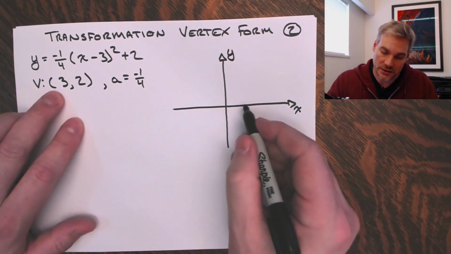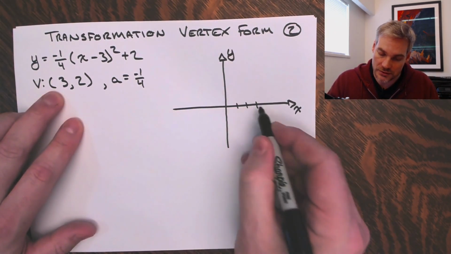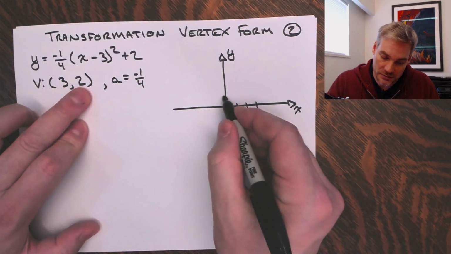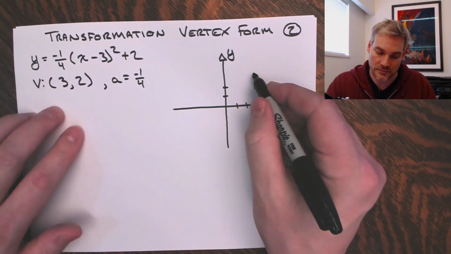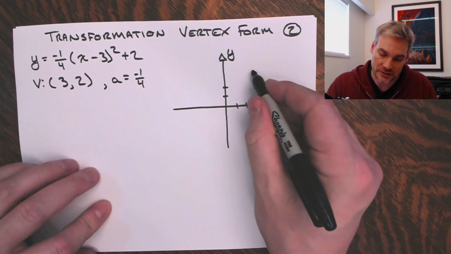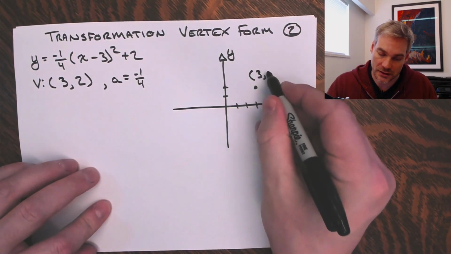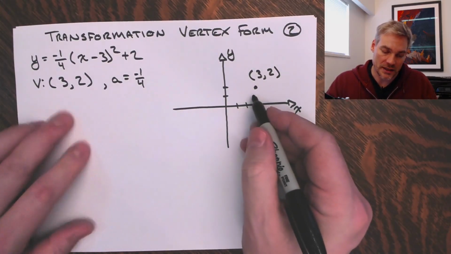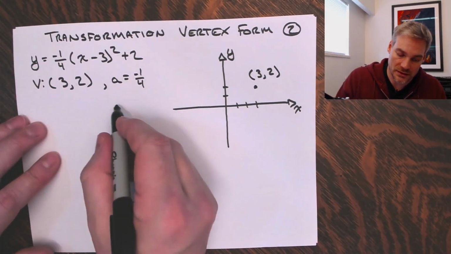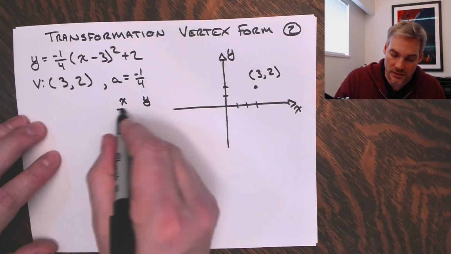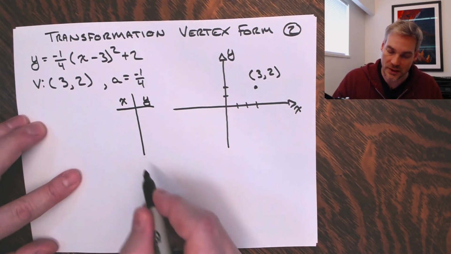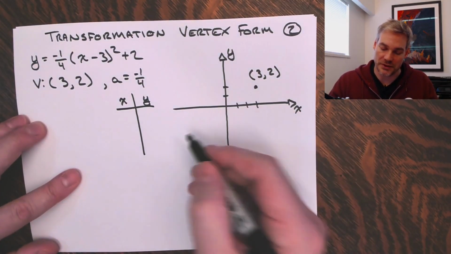So let's find our vertex. So we go 1, 2, 3. Then we go up to 1, 2. So it is right here. That's our vertex. And it opens downwards. So we'll write this here, 3 comma 2. And now let's do a little table. And we'll do our table going this way.